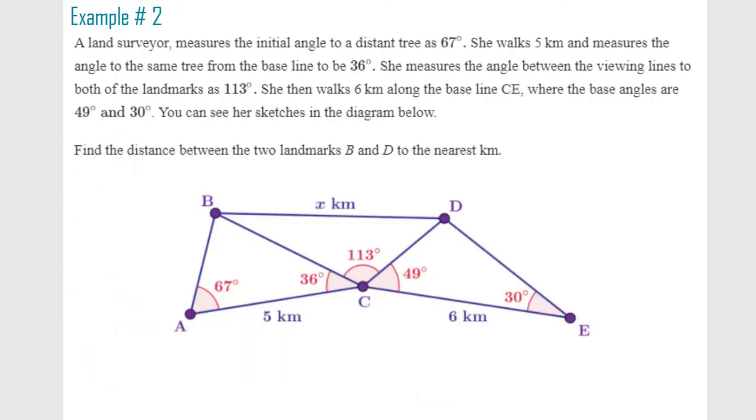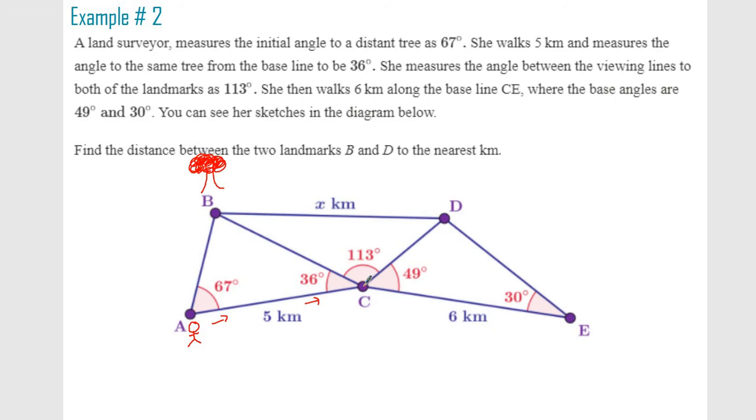Okay, so here we have another example. I know when you read through it, it might seem a little overwhelming, but they provided a visual here which really helps. So A is where the land surveyor is starting. B is your distant tree, so here is your tree. Beautiful tree.